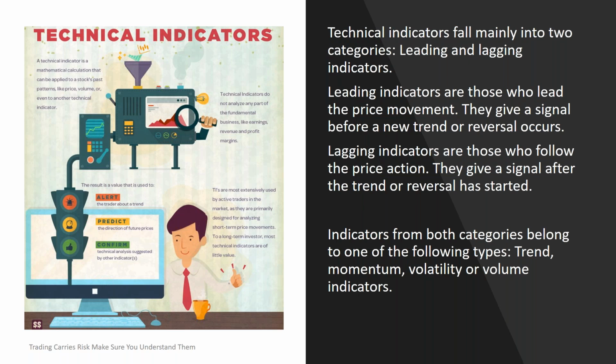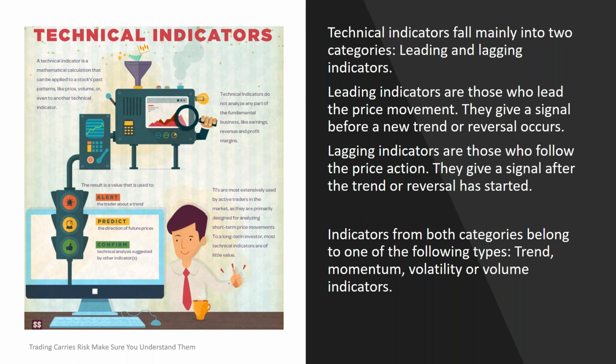So in other words, a leading indicator will tell you that a new trend is about to start, whereas a lagging indicator will indicate to you that the previous trend is over and ended, or a new trend has already begun. So indicators from both categories belong to one of the following types.